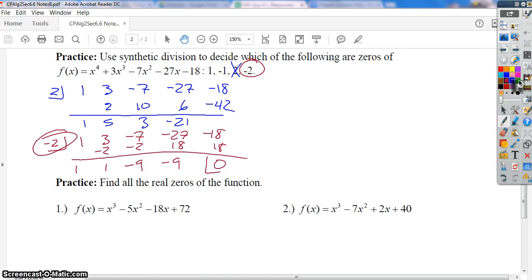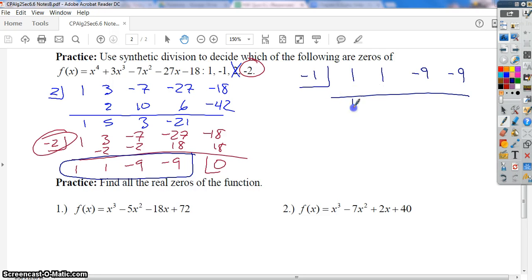Now, let's keep working. I am not going to use these original numbers again. 1, 3, negative 7, negative 27, negative 18. I am now going to use what's left. So I'm looking at 1, 1, negative 9, negative 9. I have 2 numbers to test. I'll just go to the left. Negative 1. This is negative 1, 0. Nothing, 0. Negative 9, positive 9.